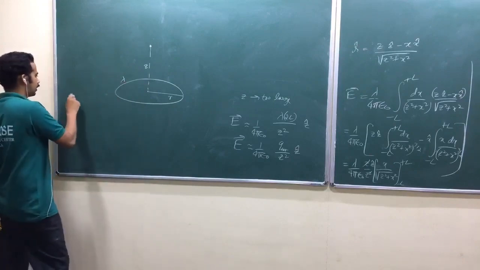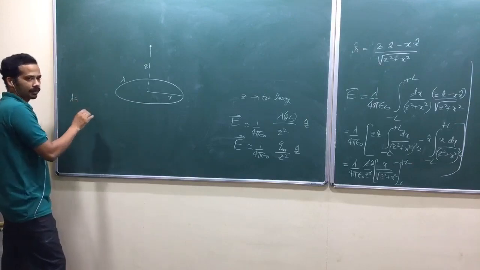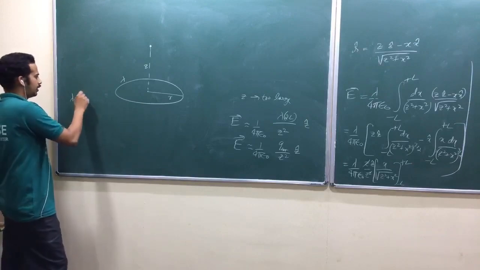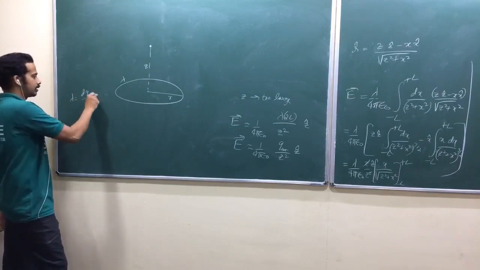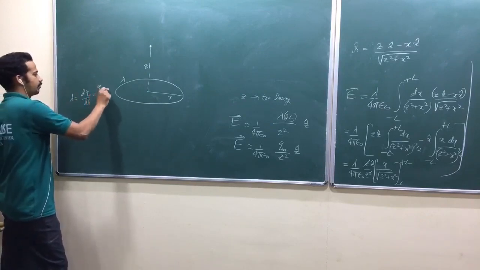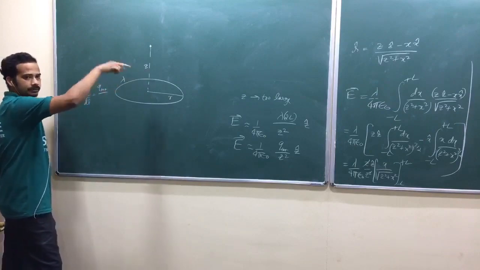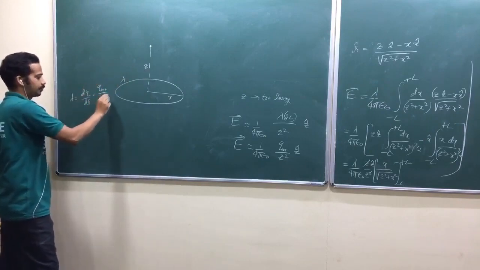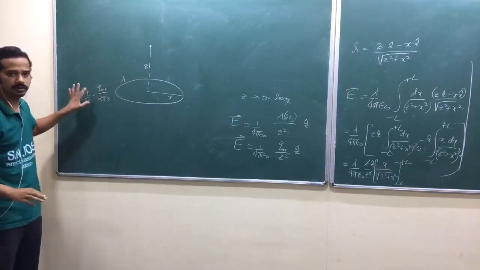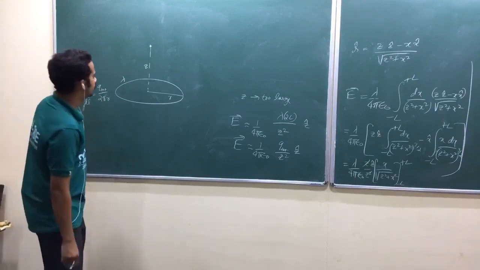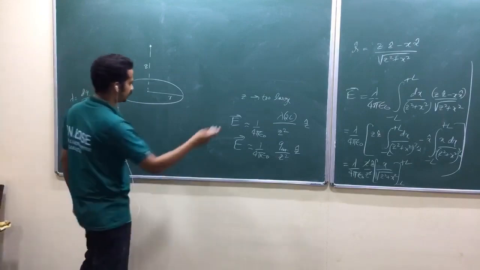Now, how do you write that lambda? Again, dq by dl like that, am I right? Then total charge, but the total length is 2 pi r. Okay, keep it one side. That's constant. Lambda is constant. Okay. Now look at here. It's exactly the same as our earlier problem.